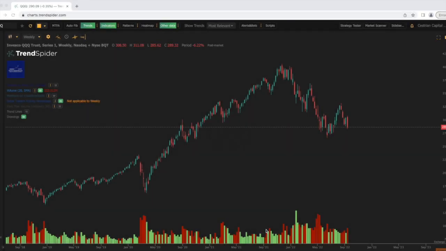Okay, so moving on. This is the QQQ ETF, which, as you know, is the proxy ETF for the Nasdaq 100 index. And this is a weekly chart going back 4 years, and we like to use the Trend Spider chart package.